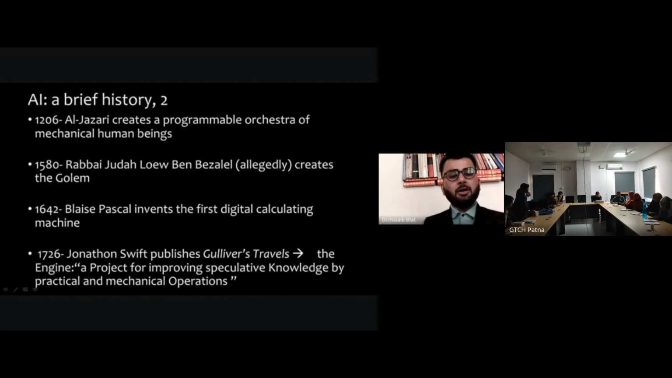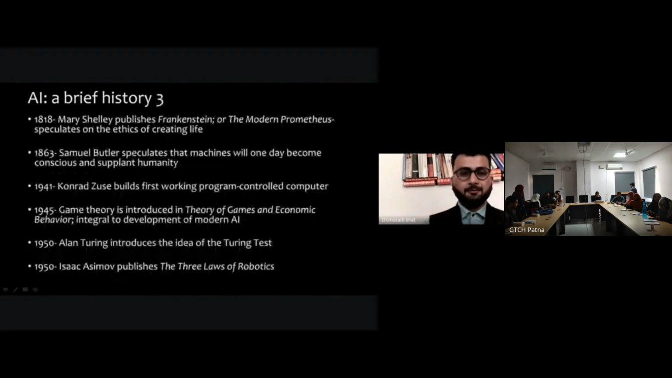Then in 1726 we have the famous Gulliver's Travels, that was written by Jonathan Swift. So there is the character of an engine which is able to improve speculative knowledge by combining different words and articles and phrases. It's able to generate new information and new knowledge. So that is an example of artificial intelligence in text.